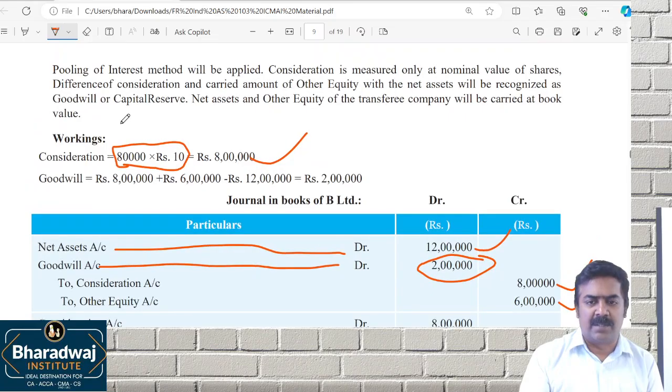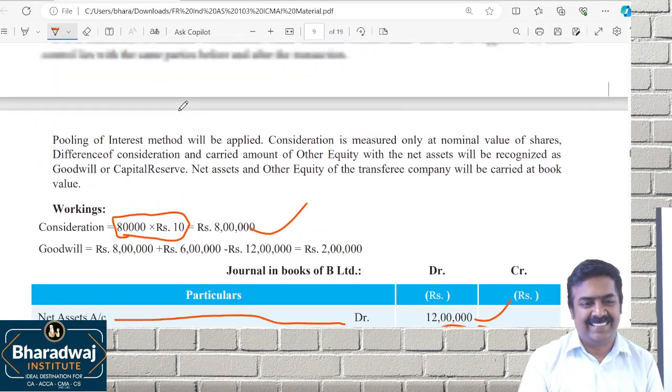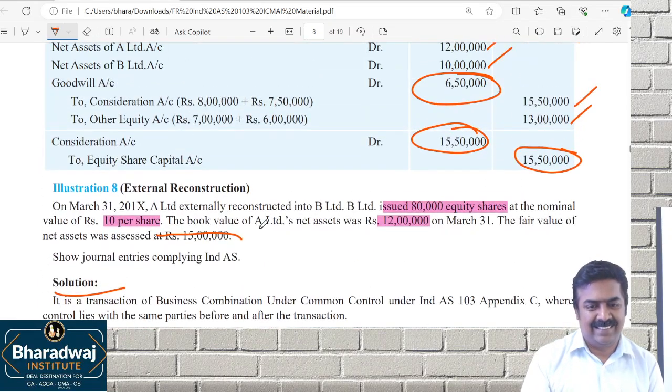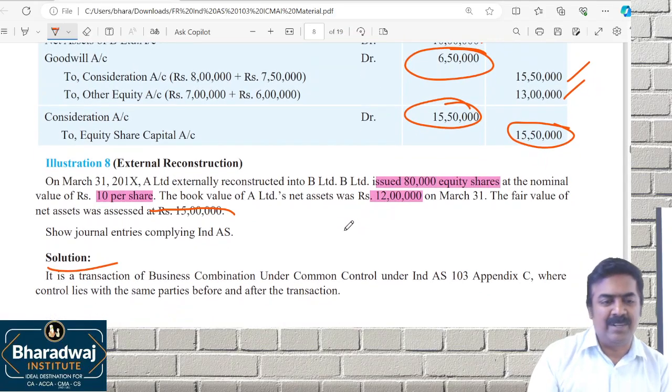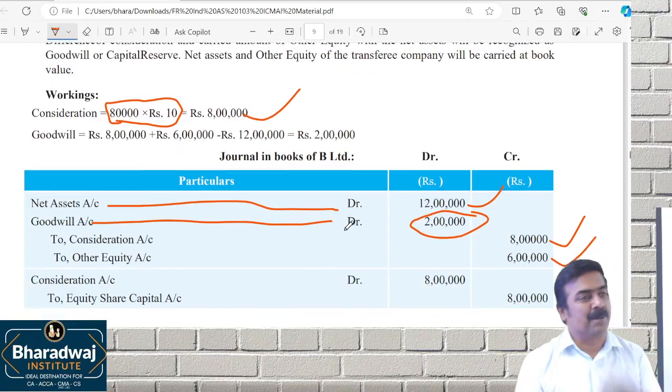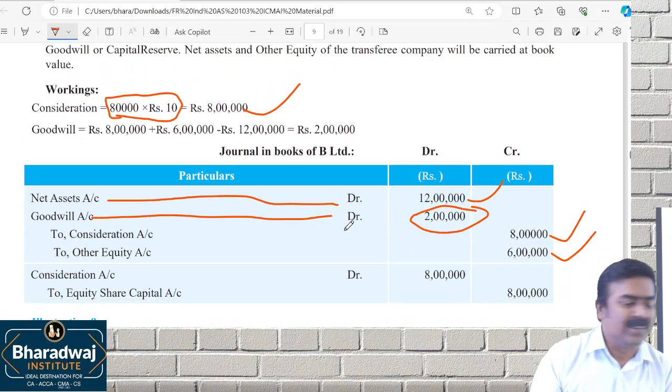Other equity, they forgot to type. They forgot to type it in the question itself. Okay.